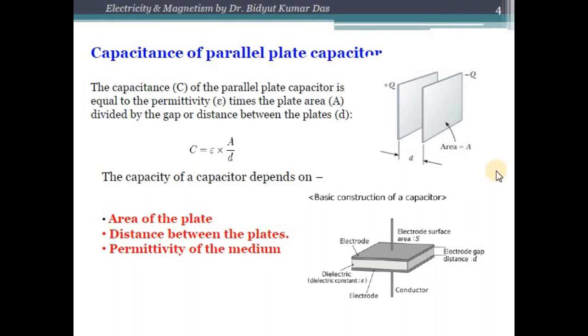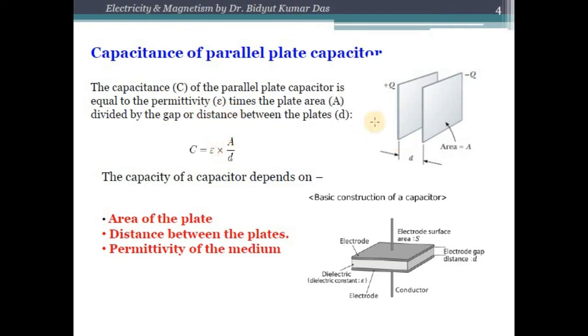Now let's see what the capacitance of a parallel plate capacitor is. In a parallel plate capacitor, the two plates are situated parallel to each other, and suppose d is the distance between these two plates, having area A. In this case, the capacitance of the capacitor is C equal to epsilon times A divided by d, where epsilon is the permittivity of the medium in between these two plates.